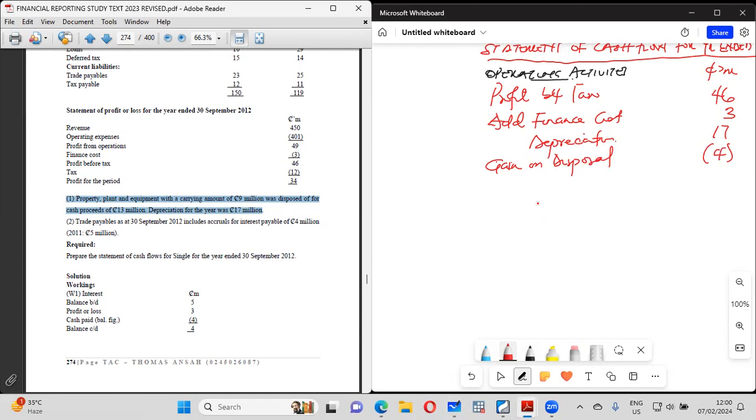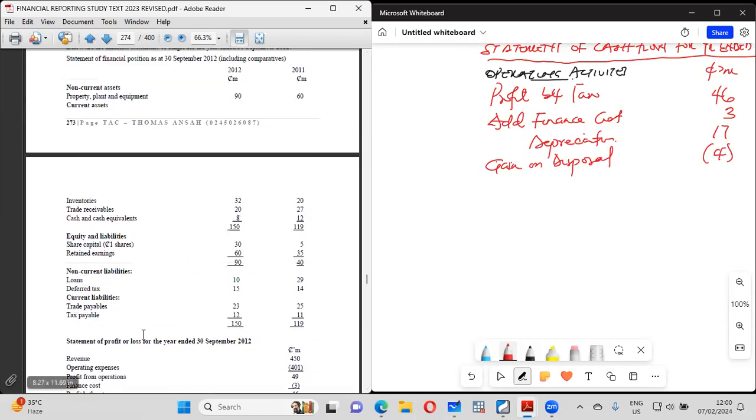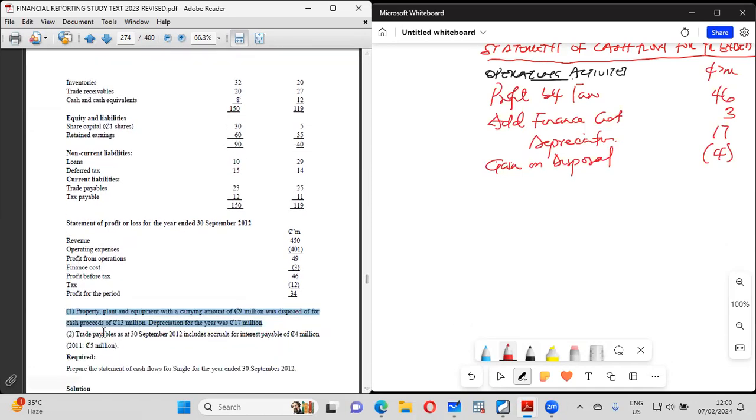Is there any increase in provisions, any increase in all those things that we spoke about? We didn't have any provisions in this question. But we were told that the trade payables include an accrual for interest payment of 4 million. Last year, that was 1 million. So this helps us do a workings on interest. We will subtract that figure from the payables, so we will know our real payables inside there.